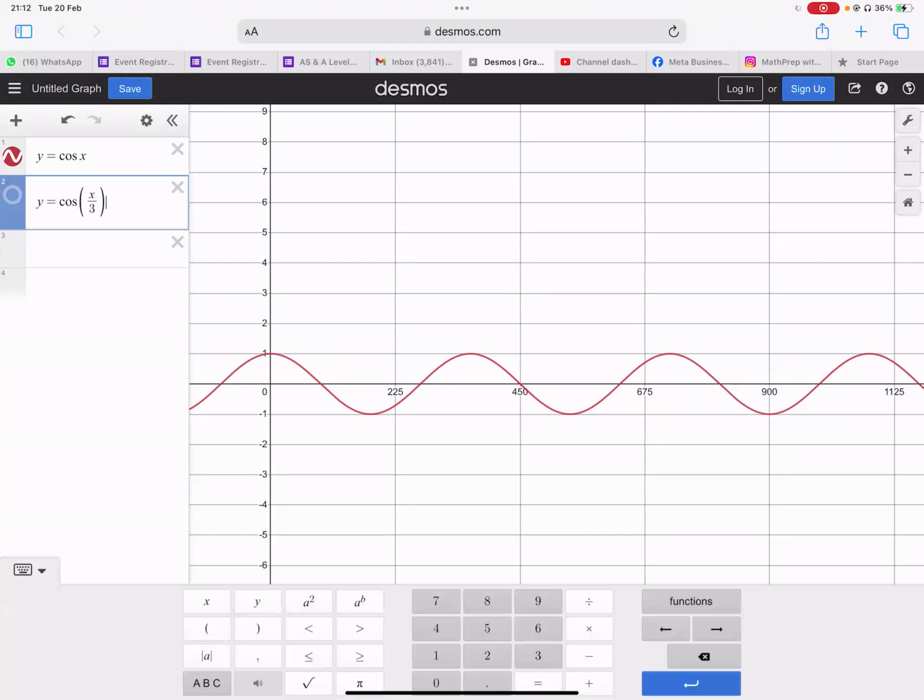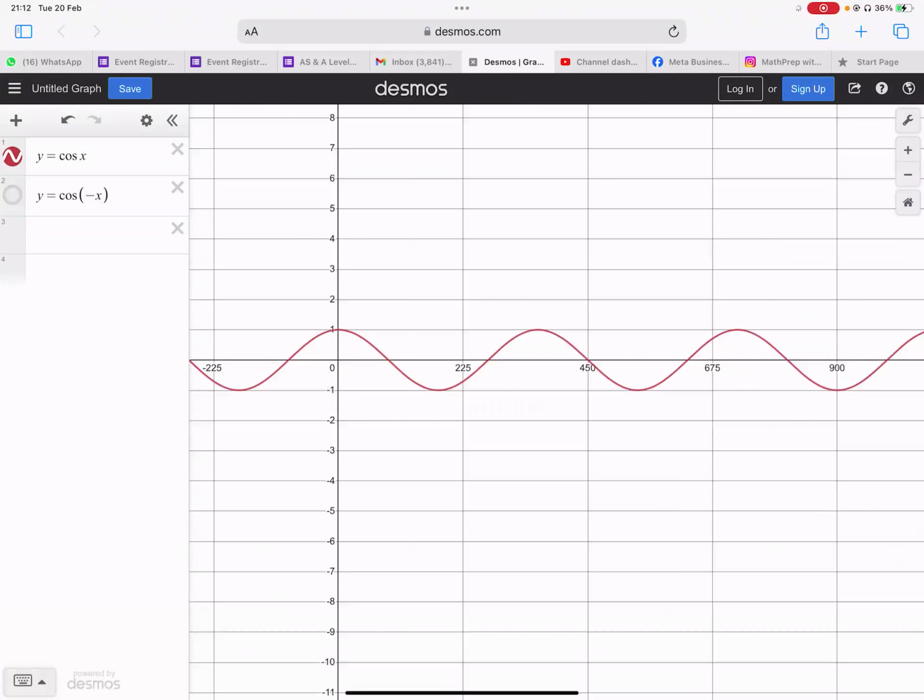Okay, now what about multiplying by a negative sign? If we have minus times x inside, cos of minus x. Now, when we had a negative sign outside, that meant vertical reflection in the x-axis. When we have a negative sign inside, in this case minus x inside, that means horizontal reflection. The line of reflection is going to be the y-axis.